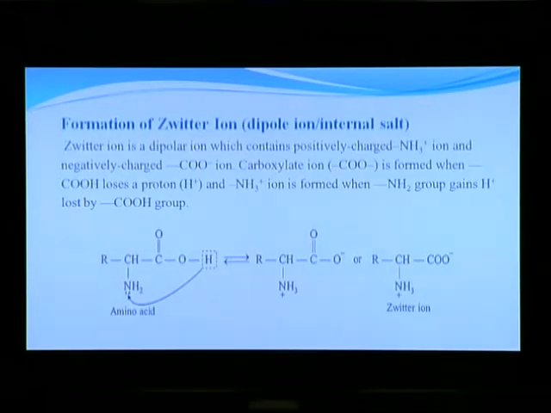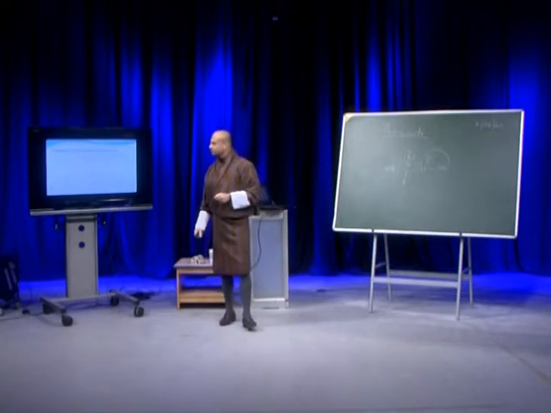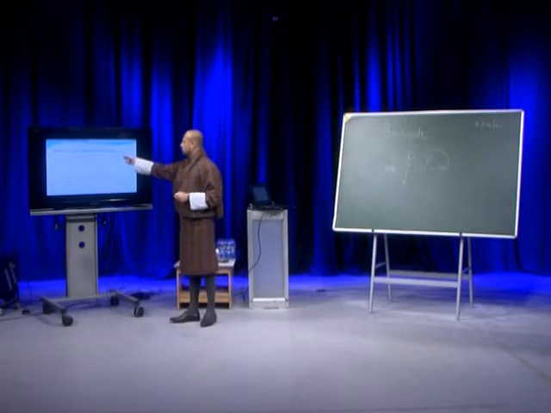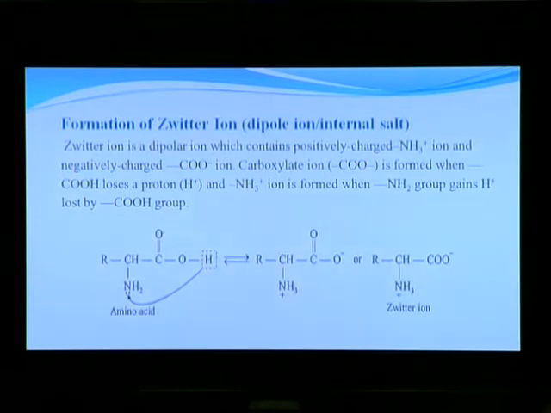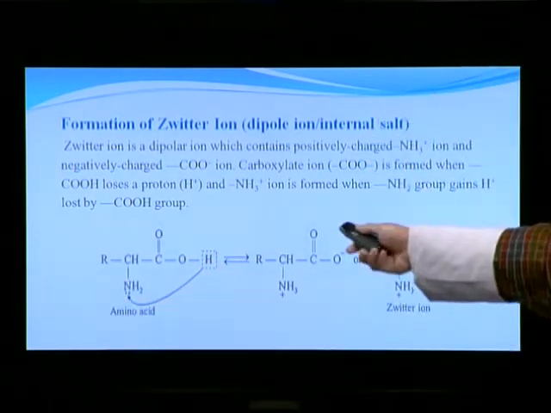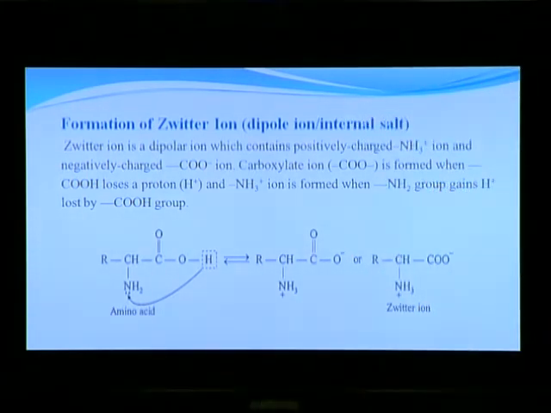Now, the next subtopic that we are going to discuss is formation of zwitterion. Now, when you talk about zwitterion, it's a dipolar ion. Formation of zwitterion, also known as dipole ion or internal salt. So what is zwitterion? It is a dipolar ion which contains a positively charged amino group and a negatively charged carboxylate ion. So you can see here in this structure, this is an amino acid. You can see here we have R because we are taking it as a general amino acid. R can be any alkyl group which is attached to the alpha carbon.